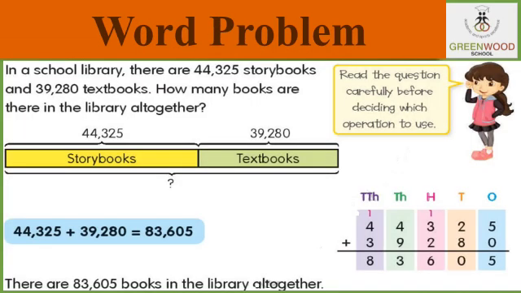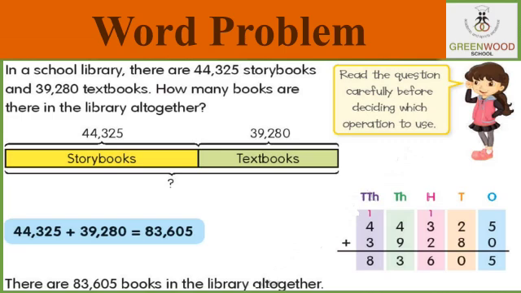Next topic, word problem. First one, in a school library there are 44,325 storybooks and 39,280 textbooks. How many books are there in the library altogether? Altogether means we have to count the total. That means we have to do the addition.